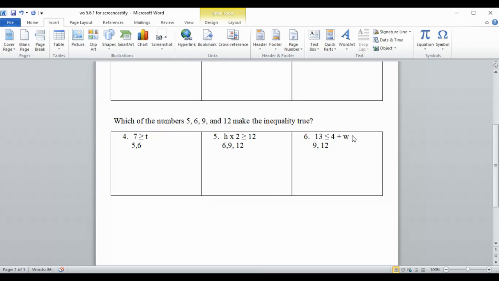So go through it slowly. Check each number out. I know it seems like it takes a long time, but when you take your time, you learn the concept better.